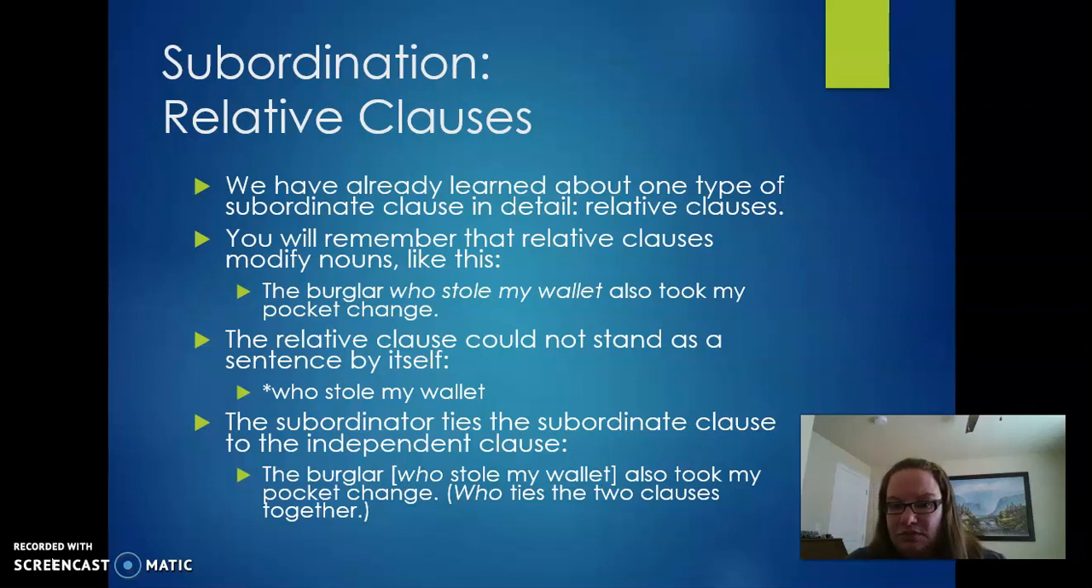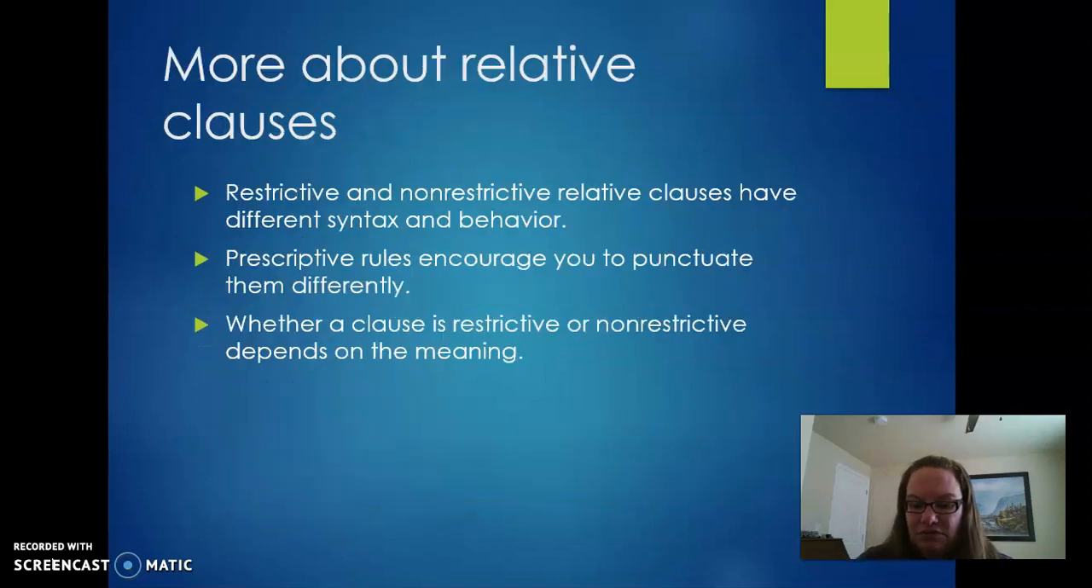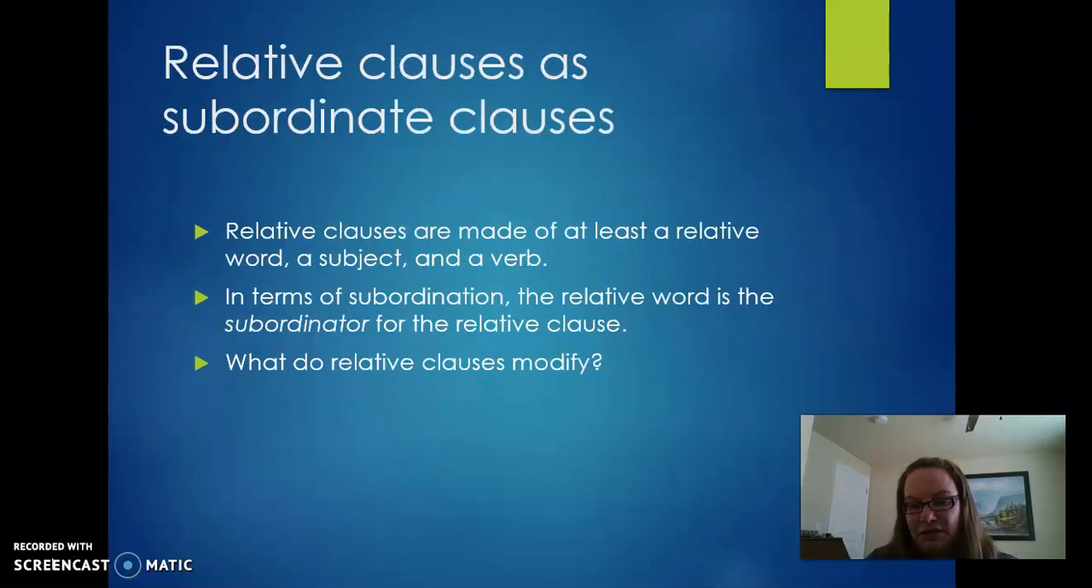Okay, so we've talked about this before. But here's what we have not talked about. We have not yet talked about restrictive and non-restrictive behavior. We've not talked about the prescriptive rules for how we punctuate those two different things, and whether a clause is restrictive or non-restrictive depends on the meaning. So as we've talked about these before, we've left out this huge area of clauses, non-restrictive and restrictive, that we haven't talked about before.